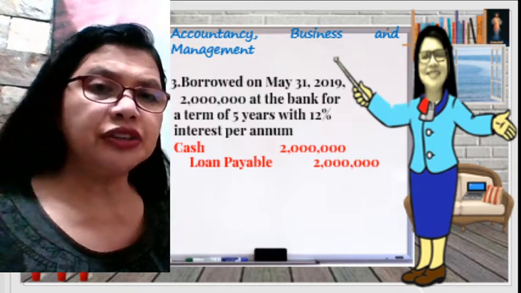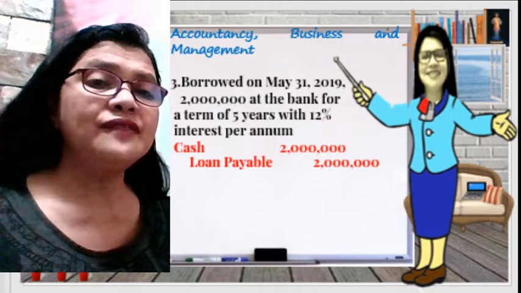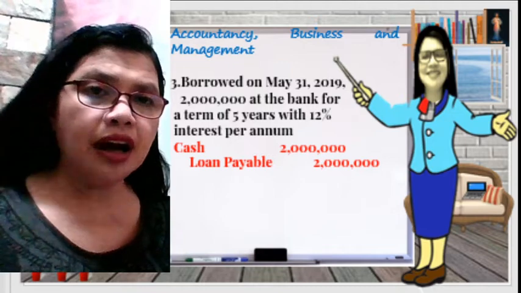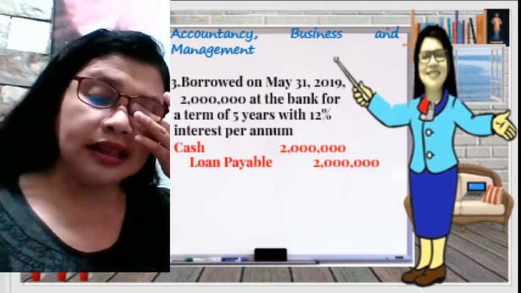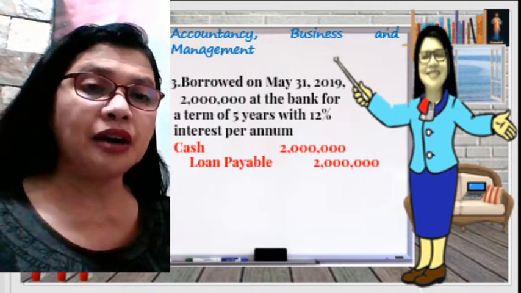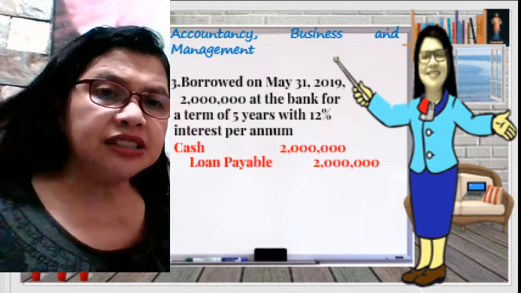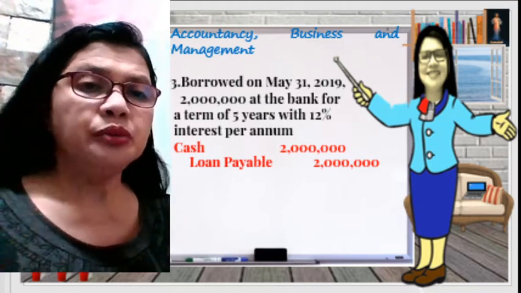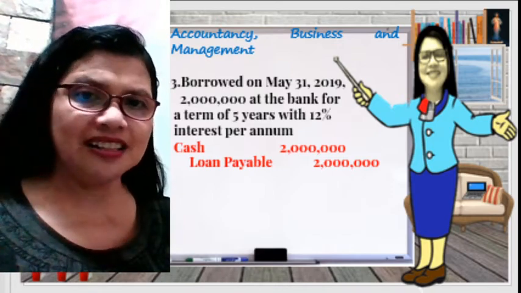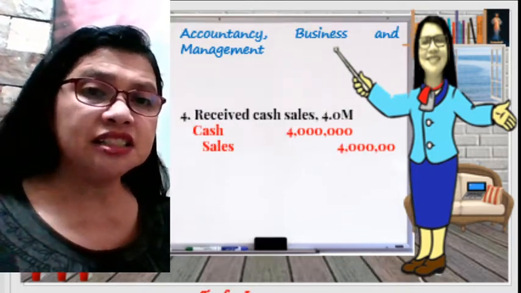Then borrowed on May 31, 2019, 2 million at the bank for a term of 5 years with a 12% interest per annum. So for now, we first have to acknowledge the increase of our cash in the amount of the loan proceeds of 2 million. If we acknowledge the cash as the loan proceeds, we also have to record the loans payable to the bank, 2 million credit.